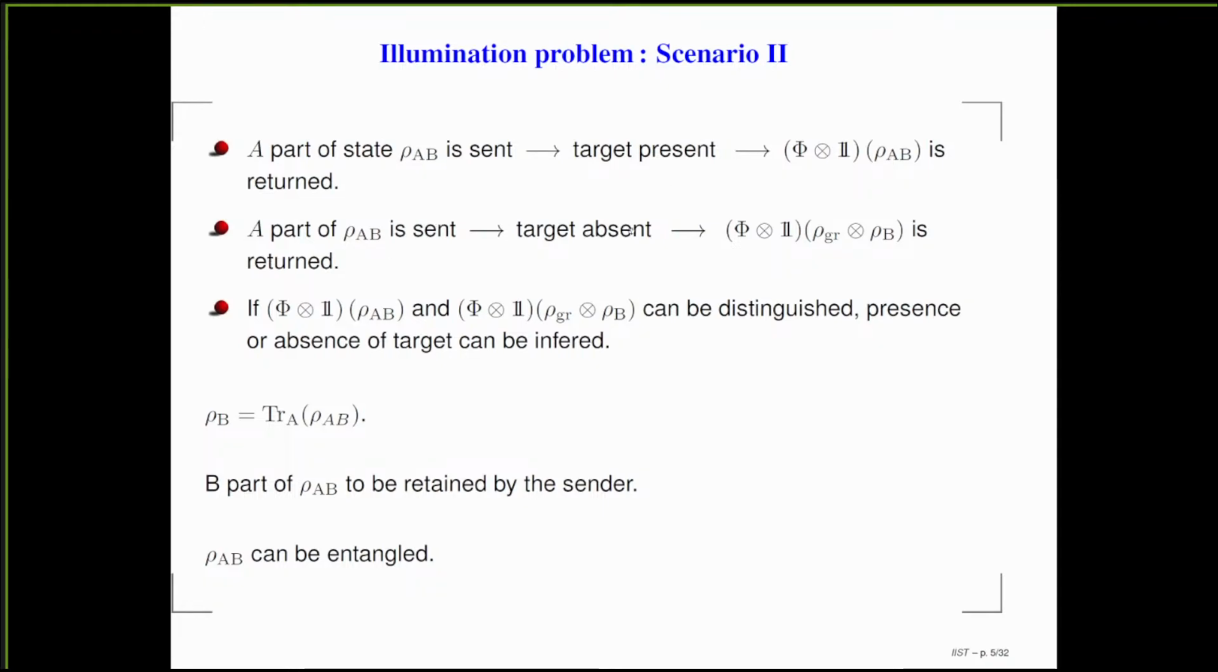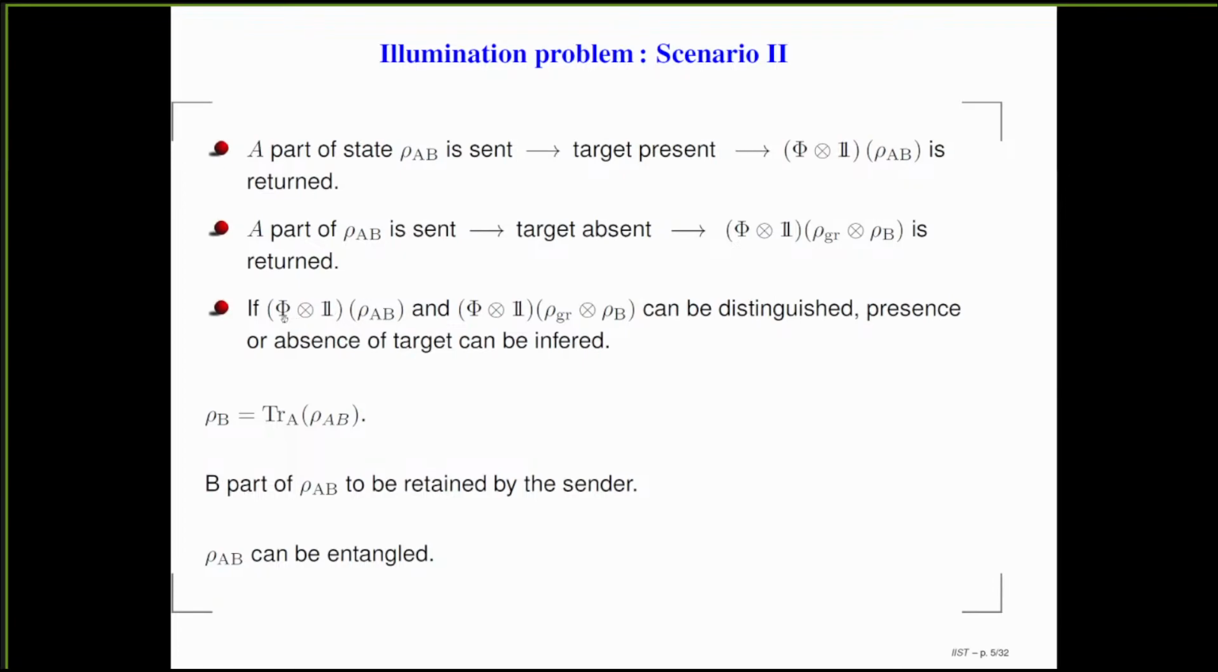Now, in the absence of the target, what is returned is phi tensor identity acting on the vacuum tensor rho B. Rho B is nothing but the partial trace of the A side on rho AB. Okay, so this rho B part is with you. Rho vacuum is what is in the background, and what is returned to you is phi tensor I acting on rho ground tensor rho B.